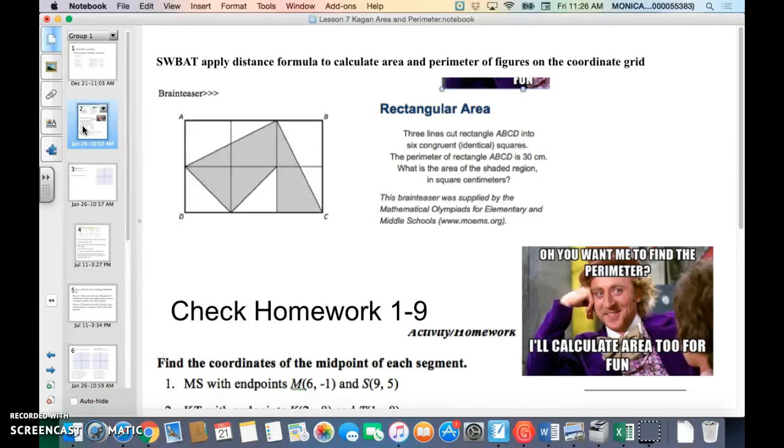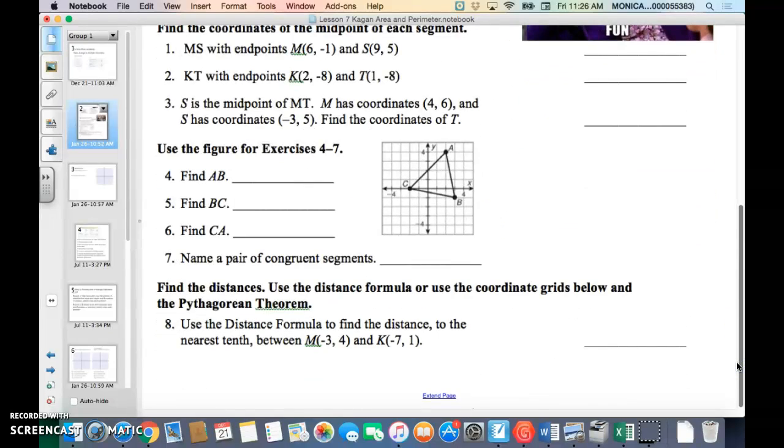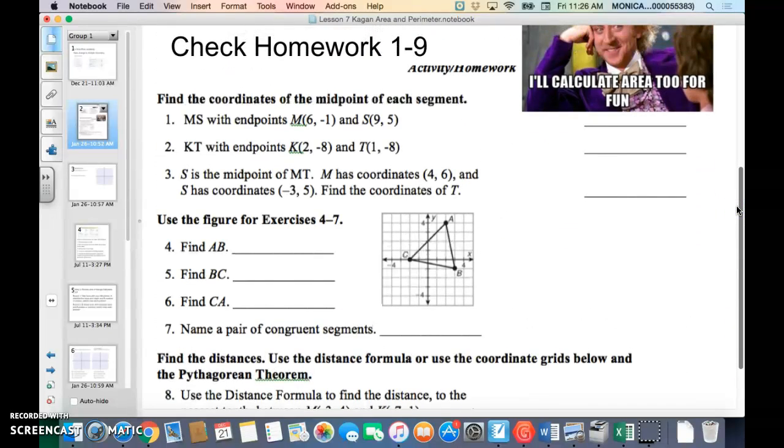This is a fun brain teaser. If you can figure it out, show it to me and I'll give you some extra credit. But you have to be right. This was your homework from last class. Let's go ahead and work that out.